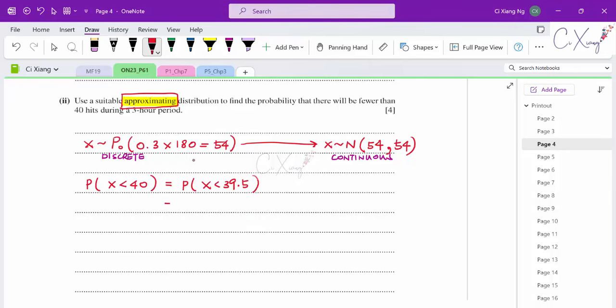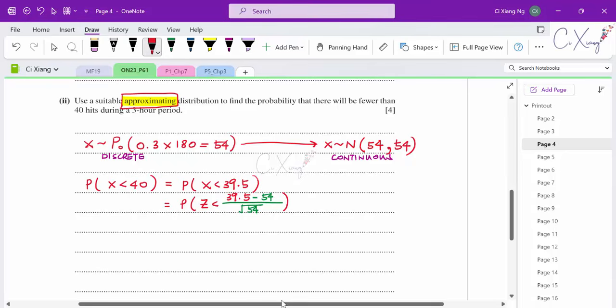Okay, then now, after you apply continuity correction, please change it to Z, because it is normally distributed. So you have to change it to Z, where again, you take the value of X minus the mean, divided by the standard deviation. So standard deviation means you have to take the square root of 54. All right, then what's the value of Z that we get? You should get negative 1.973.